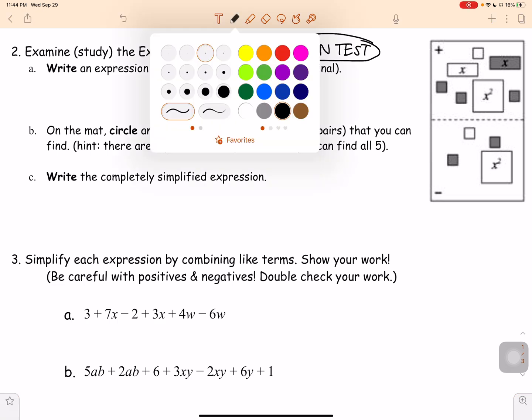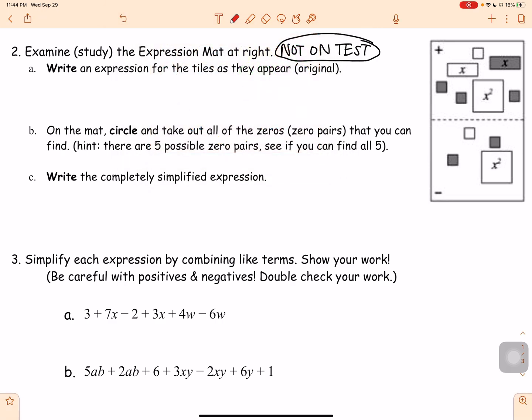So here, what it wants you to do is write an expression for the tiles as they appear. So on the top here, we have a positive side, is what this is. The plus up there means it's the positives. So whatever you see, it is what it is, right? If they are shaded in tiles, then they're positive. If they are not shaded in, then they're negative.